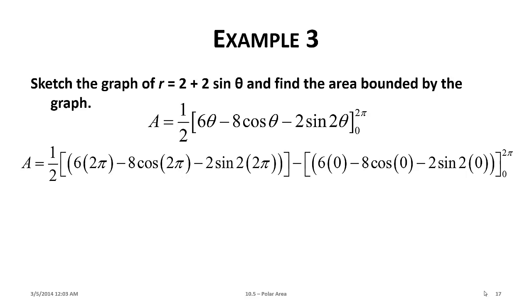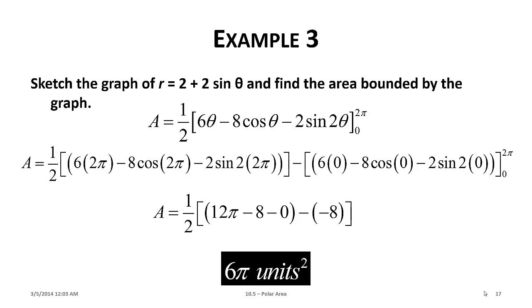On the other side, you got 8 cosine 0. Cosine 0 is going to equal 1. 1 times 8 is 8, and you got the negative on the outside. From there, two negatives make a positive. So the 8 and the negative 8 cancel each other out. Half of 12 pi is 6 pi units squared. Please don't forget to label.